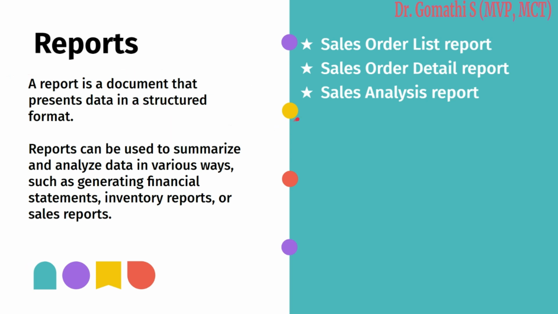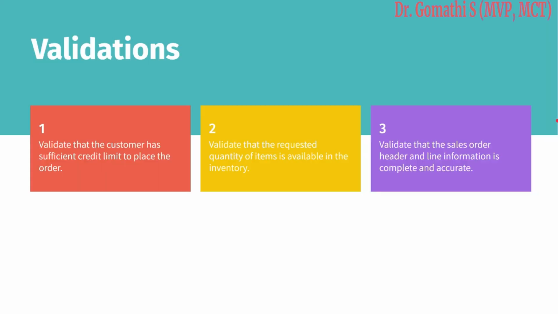And the reports. A report is a document that represents data in a structured format. Reports can be used to summarize and analyze data in various ways. You can create a report in a Word layout, Excel layout, or RDL. As of now only these three layouts are allowed in Business Central. Maybe in future you can do more. If you want to know more about reports, I have uploaded more videos on reports. Please go and check that and learn how to create all types of layouts. And this is sales order list report, sales order detailed report, and sales analysis report.